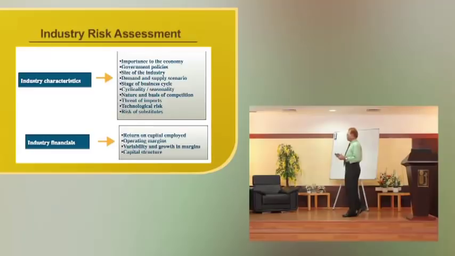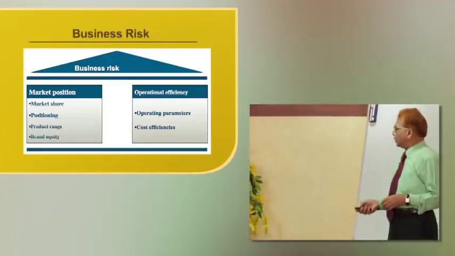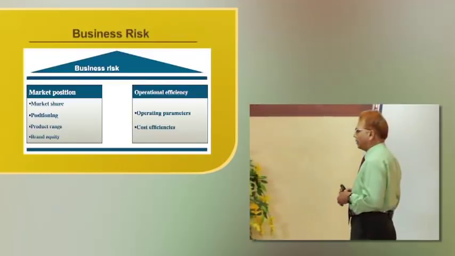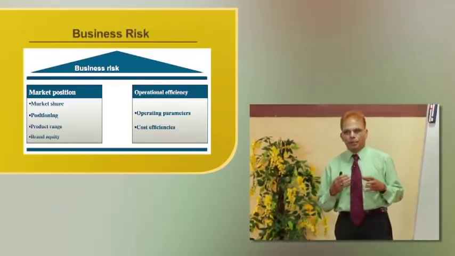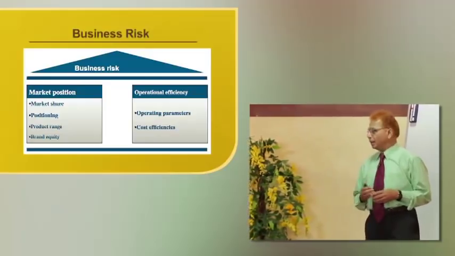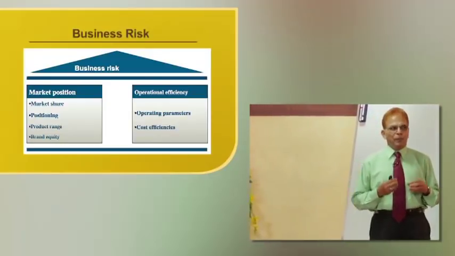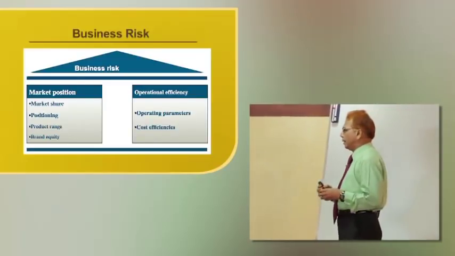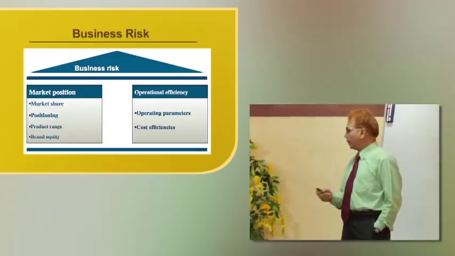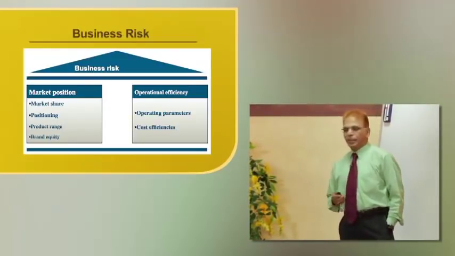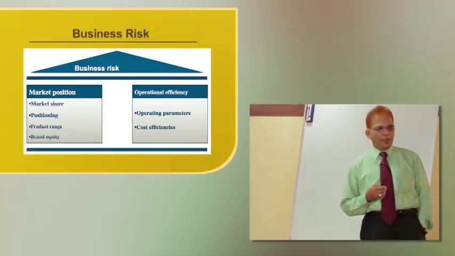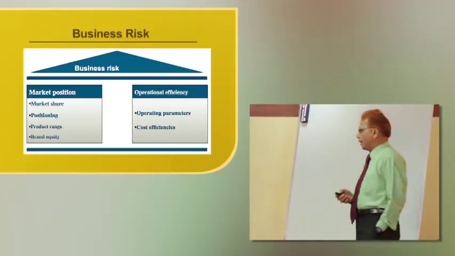So when you add the company rating to the project risk, what we get is an overall risk rating for the corporate. Now the industry risk assessment comes out of industry characteristics and industry financials. And the business risk basically comes out of the market position of the corporate: what is the market share, how he is positioned, what are the product ranges, and what is the brand equity. We give some weightage to all these parameters, and we get some score out of the market position of the borrower. And operational efficiency comes out of the operating parameters for the corporate vis-a-vis the industry, and the cost efficiencies which the corporate has.